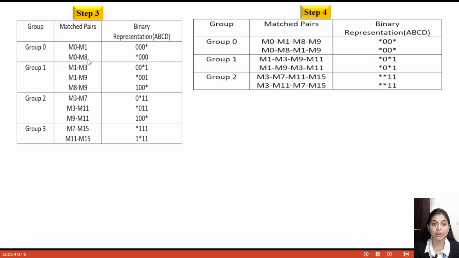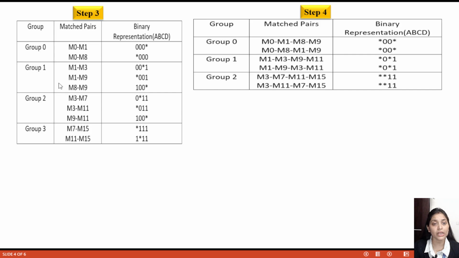So M0 M8 M1 M9. We will write in this way, that means star 0 0 star. Then again we will compare M0 M8, that means star 0 0 0, with M8 M9, which is 1 0 0 star. You can see in the most significant bit first star, here 1. So 1 bit change, then again 0, then again 0, in the least significant bit again a change. So we will not consider this comparison also.